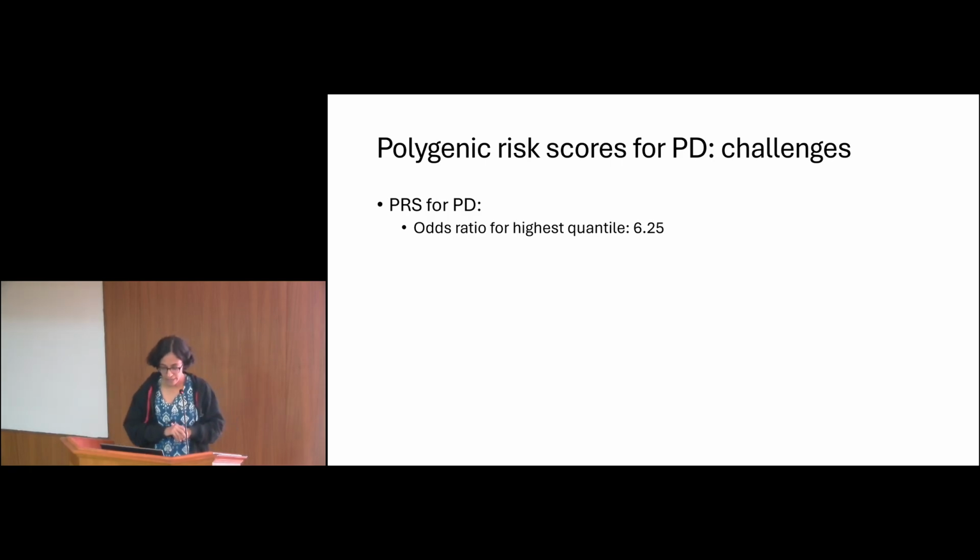But so far, the polygenic risk score for PD gives us an odds ratio of about 6 for that highest percentile compared to the lowest percentile. So there is a hint of potentially something there, but we're nowhere close to the success of polygenic risk scores in the cardiovascular space. But this is one potential area that could be very exciting for early biomarkers and early risk prediction.